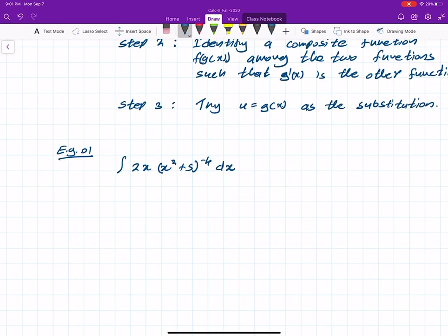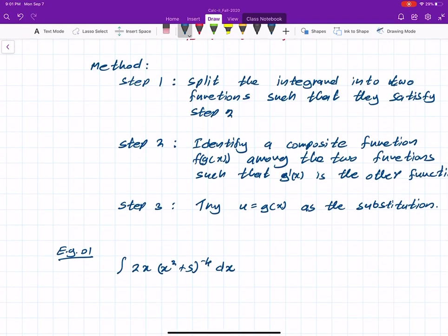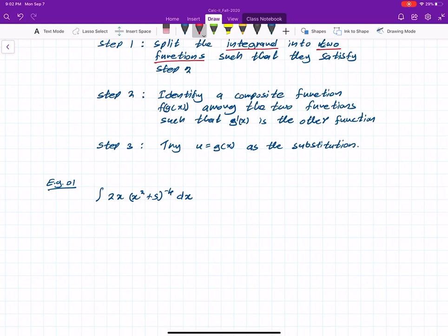All right. So now, first I have to check the integrand. You have to split the integrand into two functions. So what is the integrand here? This is the integrand. The integrand is whatever is inside the integration symbol.